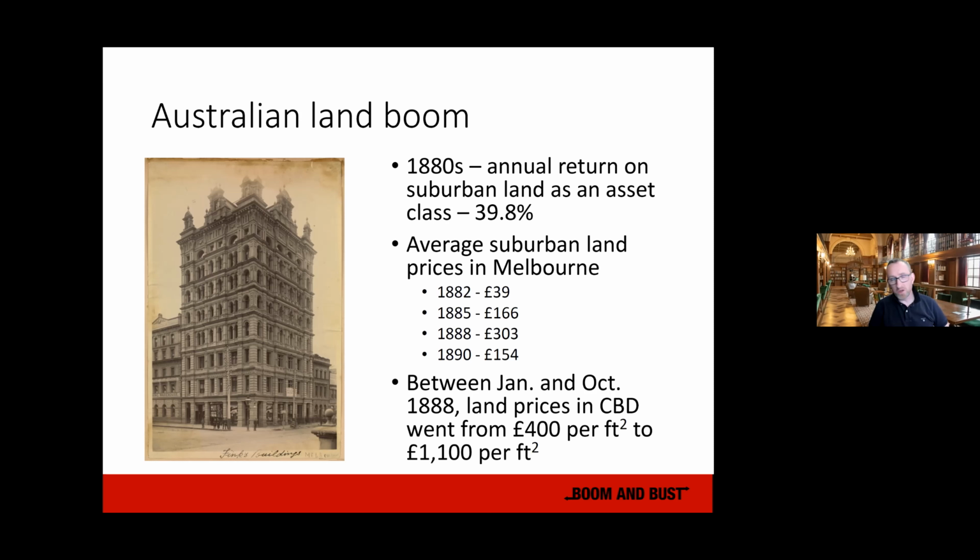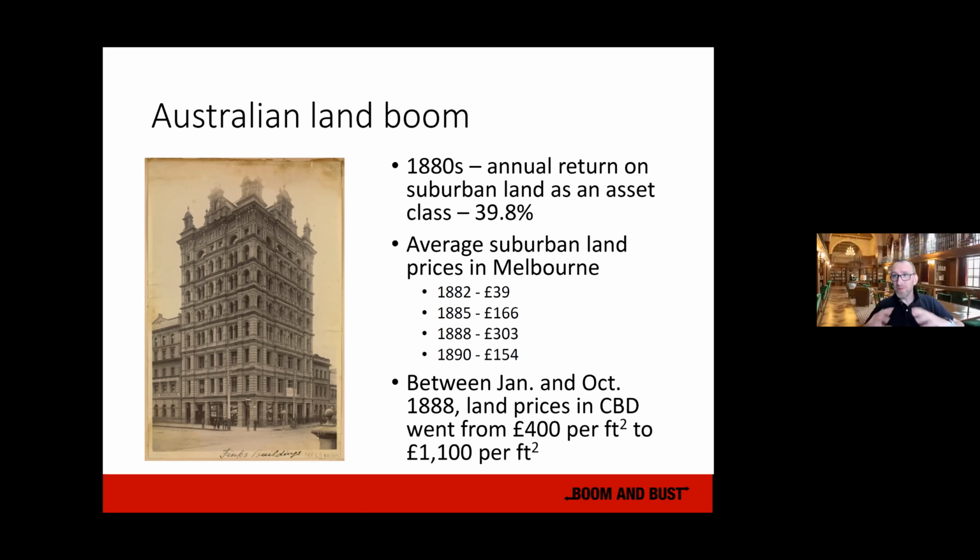Okay, so if you were an investor, a speculator in suburban land, that's the sort of return that you were generating. And if we look at the average suburban land prices in Melbourne, okay, so Melbourne suburbs are being built at this time. They started in 1882 at £39 per square foot. By 1888, the peak of this land boom was at £300 per square foot. It had collapsed by 1890 down to £154 per square foot. So you get some idea of the scale of this land boom.